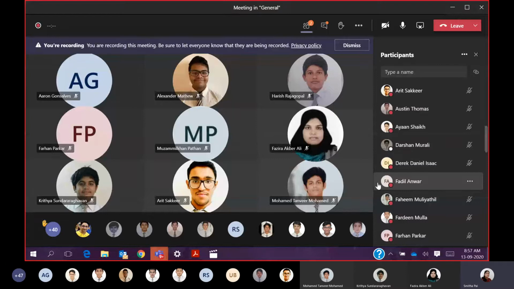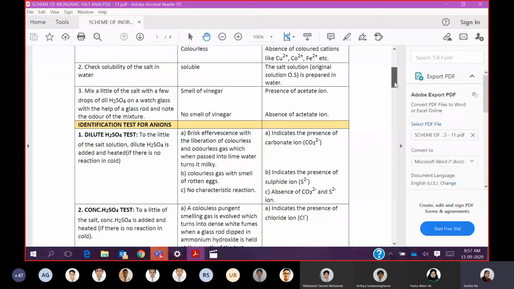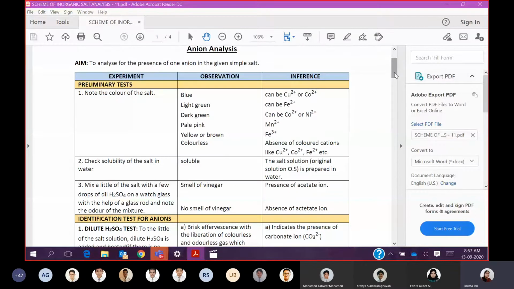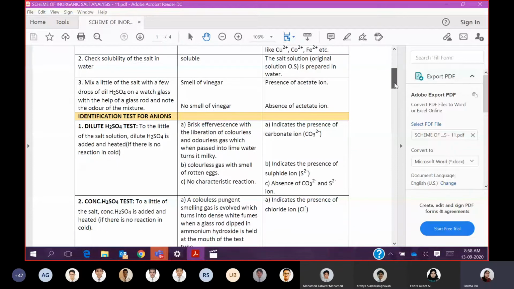Now boys, you all will be having the sheet. Just check. So first preliminary is colorless. So your observation is colorless. Then check the solubility. The salt is soluble. Then we tried for the dilute H2SO4 test. In the dilute H2SO4 test, you saw brisk effervescence with the liberation of a colorless and odorless gas, which when passed through lime water turns it milky. So that indicates the presence of carbonate.